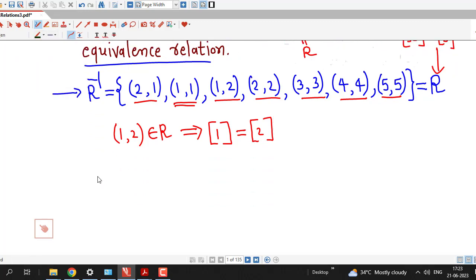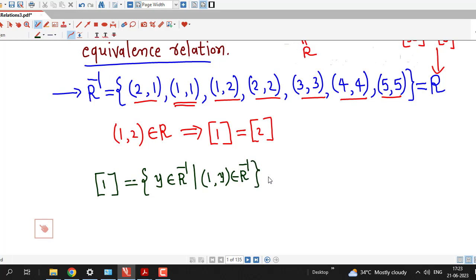So first we find the equivalence class of 1 by the definition. The equivalence class of 1 is equal to all those elements y in A such that the ordered pair (1, y) belongs to R inverse. So I have to decide all those elements y which are related to 1.